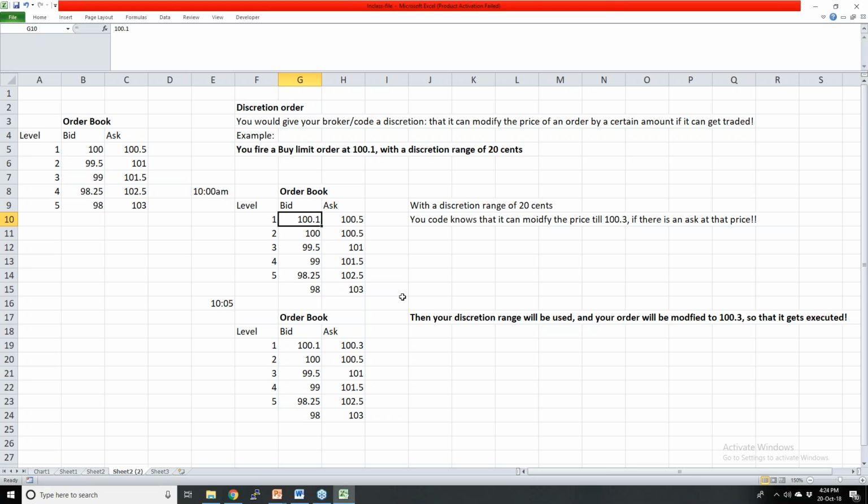Yes, if your discretion order is at 100.1 and you've not pegged it, then obviously it can become level 2, level 3, whatever, depending upon the order book. So if this is clear, should I move on? Any questions? No questions? Great.